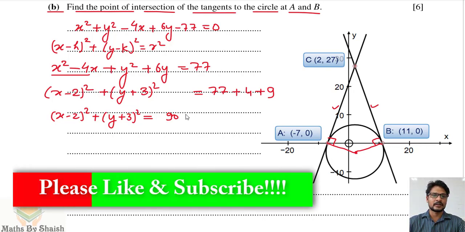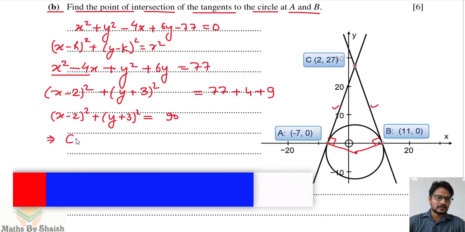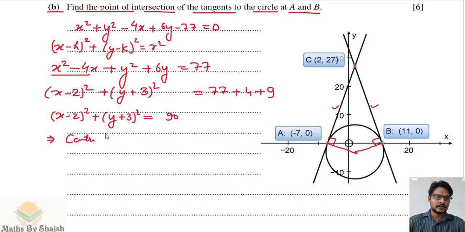Plus 9, yeah, 90. And from here we can talk about the center of the circle. The center becomes (2, -3), so it is here. Now we can talk about the gradient of line AC, or let's take it as O. So the gradient of OA first of all.